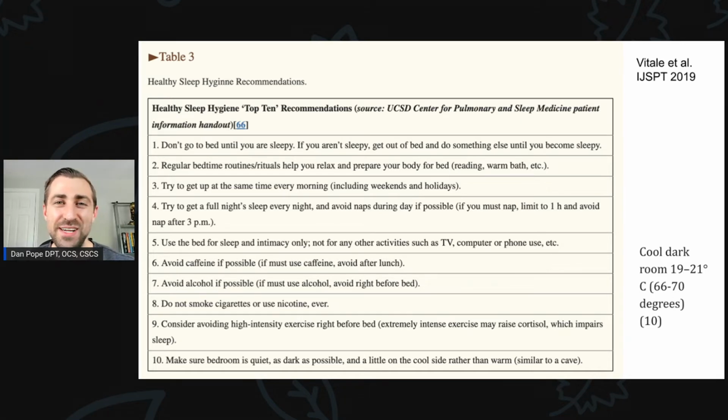Number 8, do not smoke cigarettes or use nicotine ever, right? Nicotine is a stimulant and cigarettes are just dang bad for you. So that makes sense. We don't want to use those.